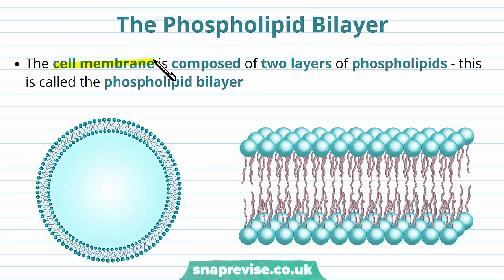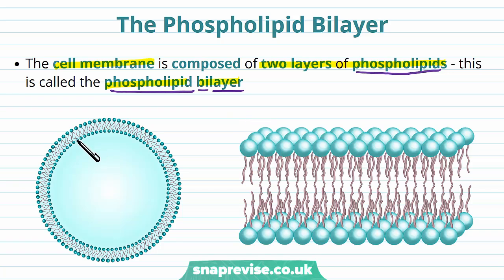So a cell membrane, whether that's the membrane around the cell or around an organelle, is made of two layers of a type of molecule. The type of molecule is known as a phospholipid, and it's basically lots of phospholipids arranged into one layer on top of another layer. So we call this the phospholipid bilayer. So the bilayer refers to the fact that we've got two layers, and the phospholipids are the individual molecules making this layer up.